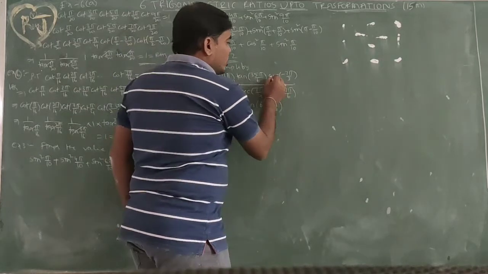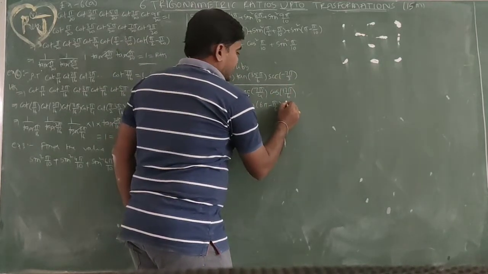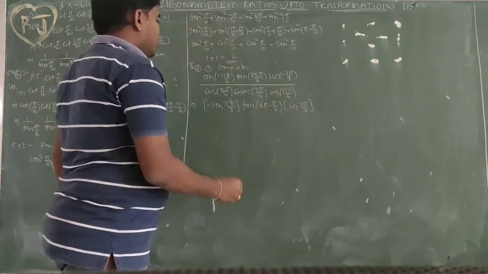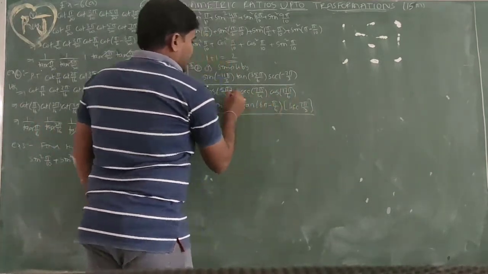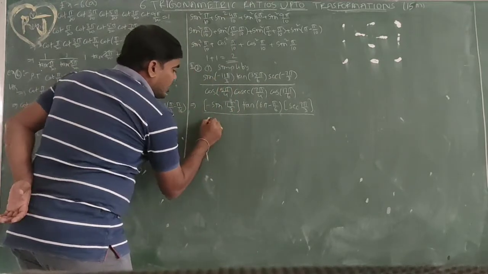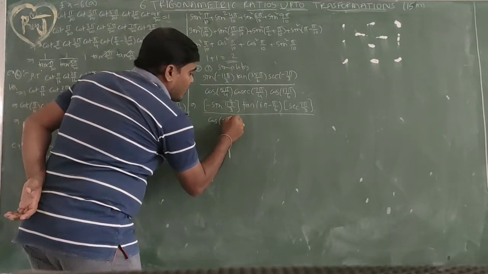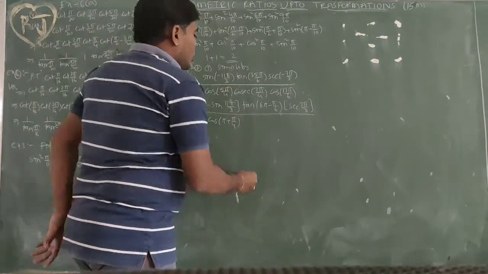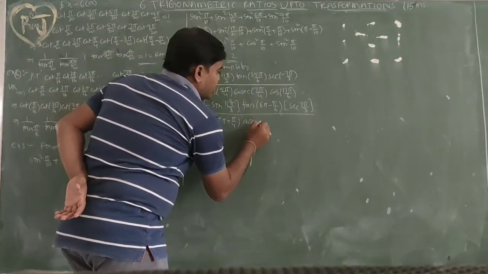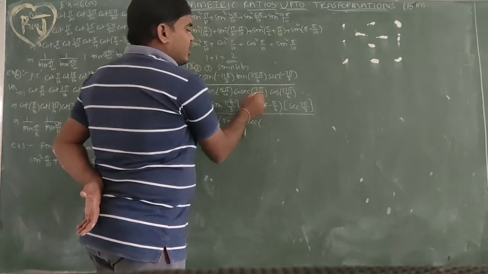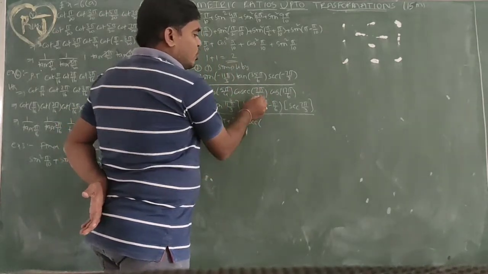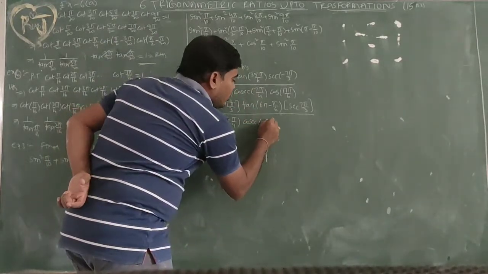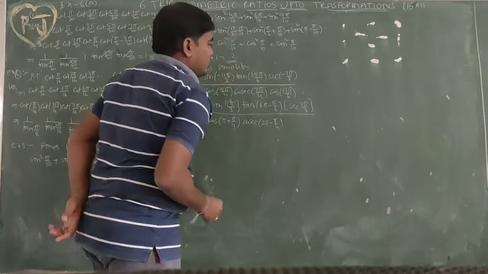Next, sec of minus theta is sec theta. Next, by the denominator, 5 by 4: cos of pi plus pi by 4, 4 pi plus pi, 5 pi by 4. Next, cosec: 1 less than the double. 4 is the denominator, 4 into 2 is 8, 1 less than. So double: 2 pi minus pi by 4.